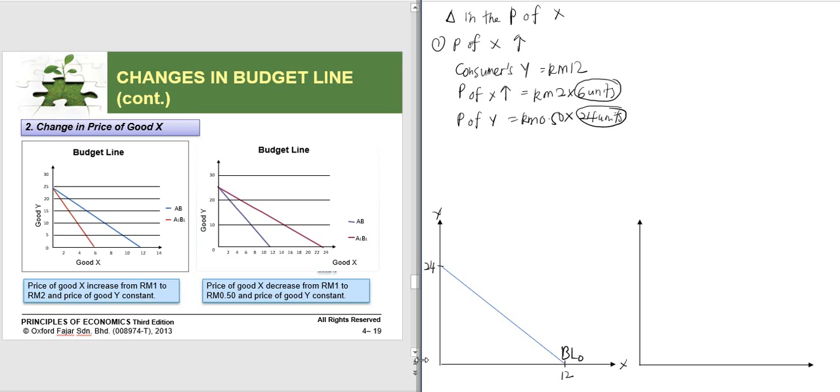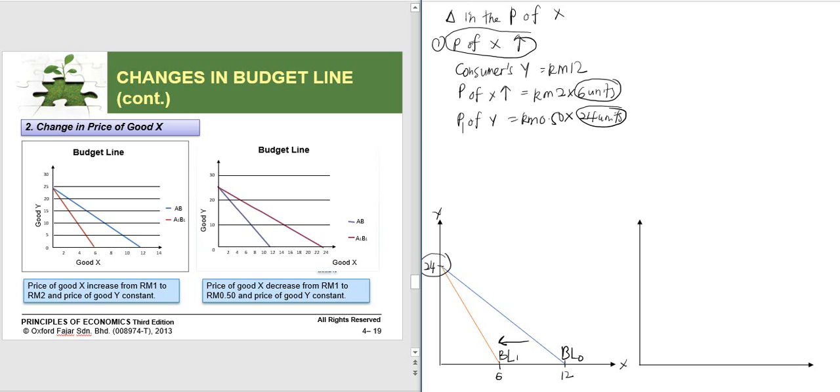Okay, when the price of X increased from 1 ringgit to 2 ringgit, the amount of X that the consumer can buy is only 6 units. So you will have a new budget line shifting to the left from here to here. You can see the budget line shifts to the left only on the X-axis because it only involves the change in the price of good X. It doesn't involve the change in the price of good Y because the price of good Y is constant, so it doesn't change here. Okay, so you label this as BL1.